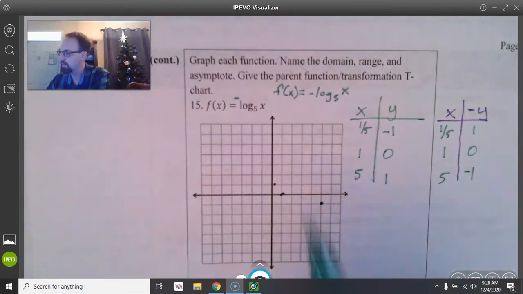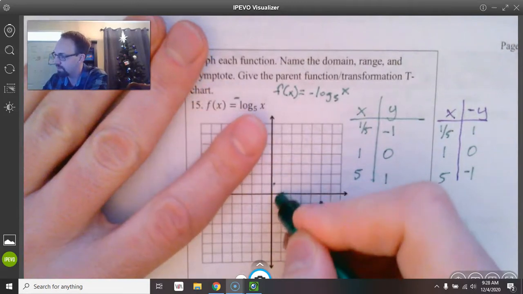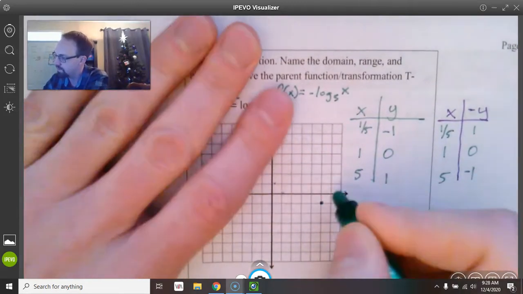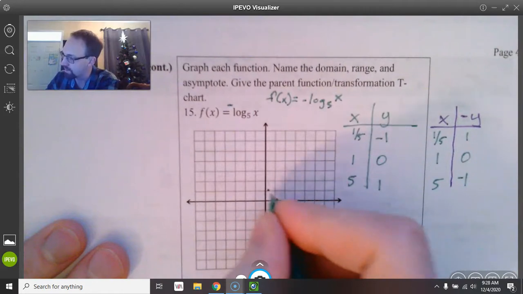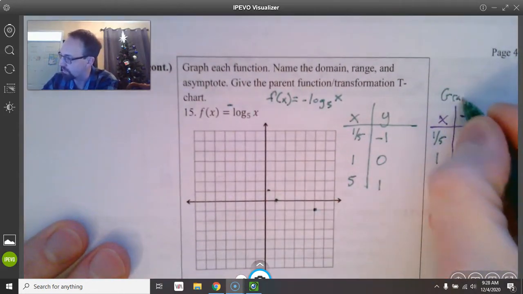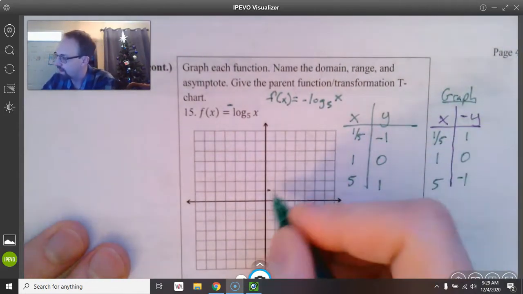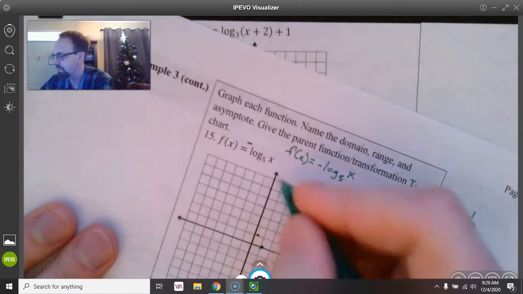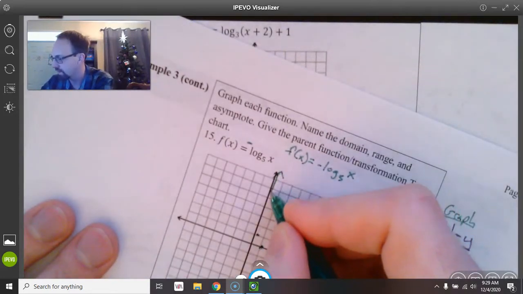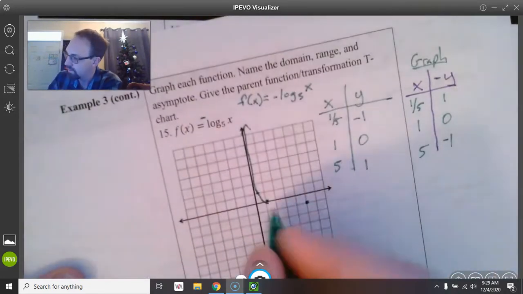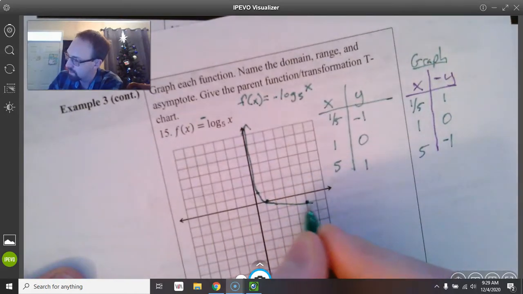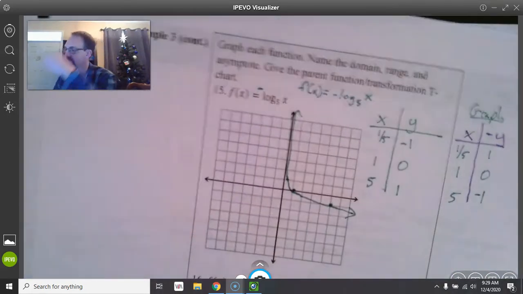Oh, I did that wrong. I did that backwards. I'm sorry. Oh no, I did that right. Whew, I was looking at this one. My goodness. So this is our final one that we graph. There we go. And then connecting like this. Like that. There we go.